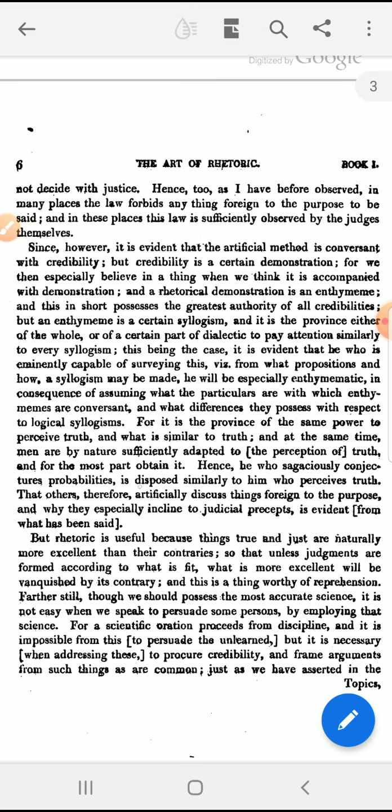"That others, therefore, artificially discuss things foreign to the purpose, and why they especially incline to judicial precepts, is evident from what has been said." In other words, as he ends this paragraph, he says, we've explained why men who write on rhetoric don't address the real issue of credibility and the art of proving. And it's because that's not what they're actually interested in.